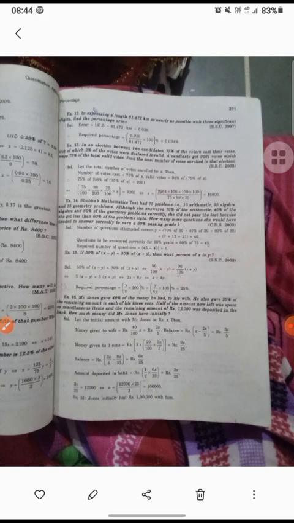And now he is giving half of the remaining amount, half into 6x upon 25, that equals 12,000, and x will be the value of 1 lakh with him.